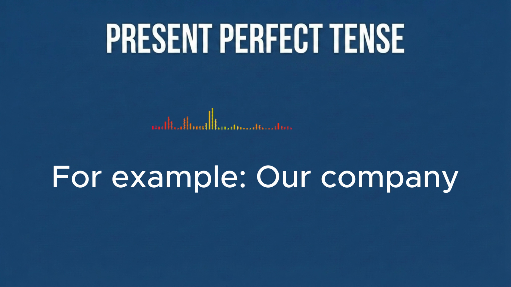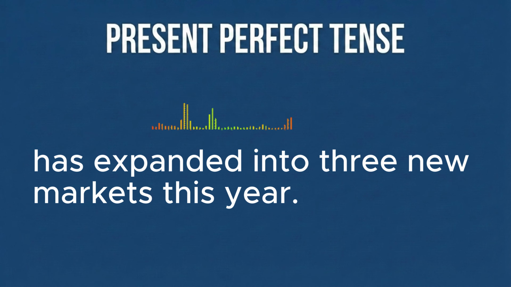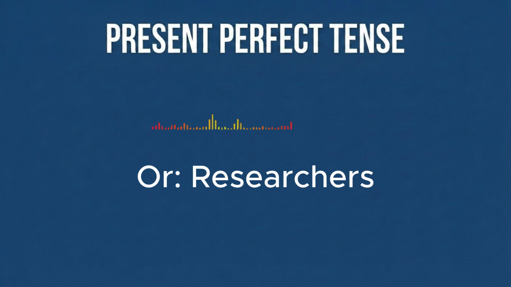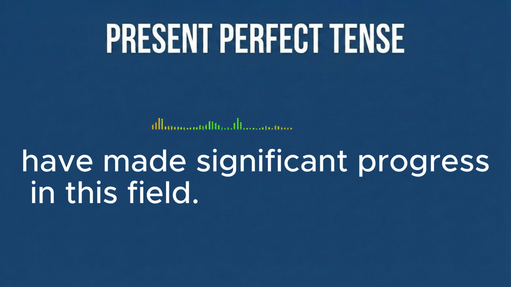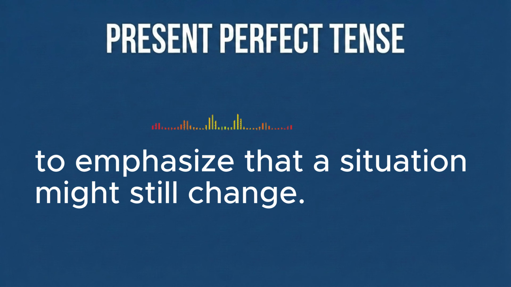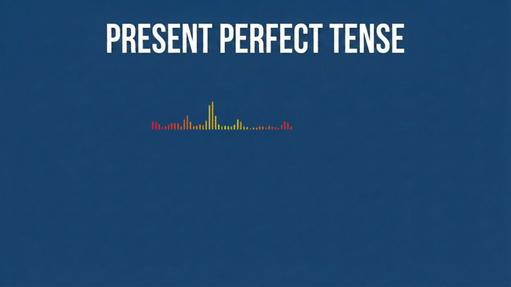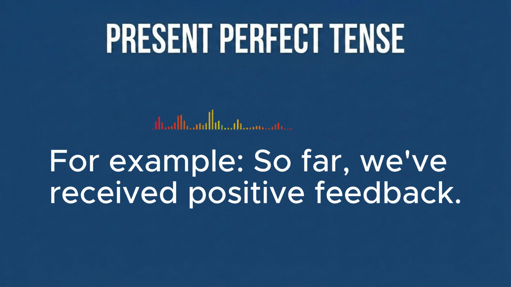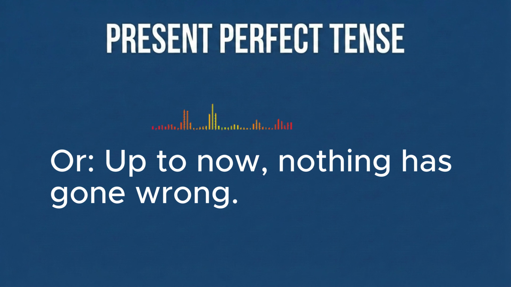For example, our company has expanded into 3 new markets this year, or researchers have made significant progress in this field. The fourth advanced use is with "so far" and "up to now" to emphasize that a situation might still change. For example, so far we've received positive feedback, or up to now, nothing has gone wrong.